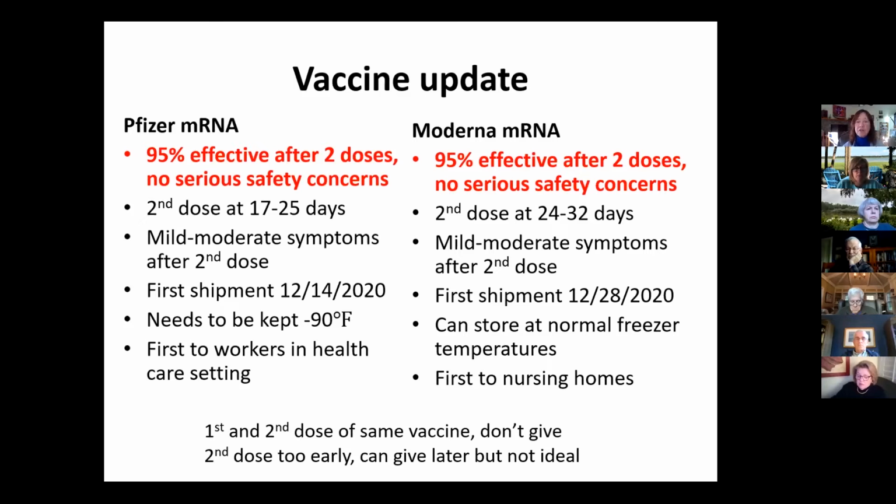The Moderna vaccine, we got our first shipment December 28th. This is a lot easier to handle logistically because you can store it at normal freezer temperatures, and it went first to residents and staff in long-term care facilities because that's where we've had our highest mortality. As of this time, everyone who was willing to accept a vaccine in those nursing home facilities among residents and staff have received their first vaccination. Some have gotten their second one. So some people in nursing homes are fully vaccinated. Some workers in healthcare settings are fully vaccinated.